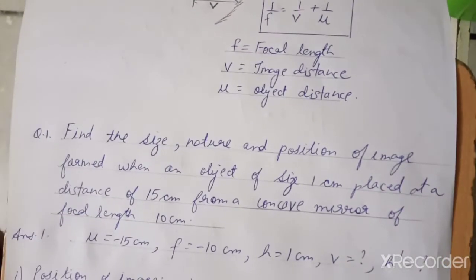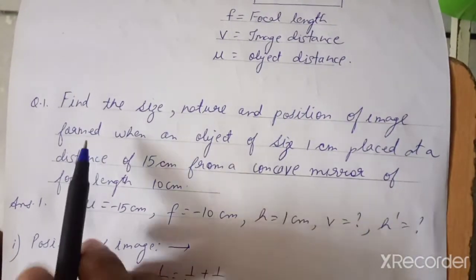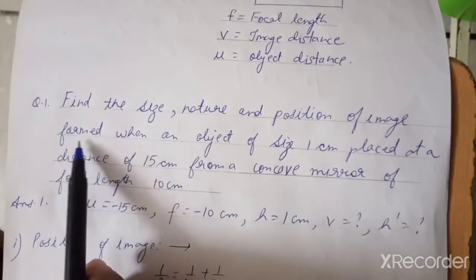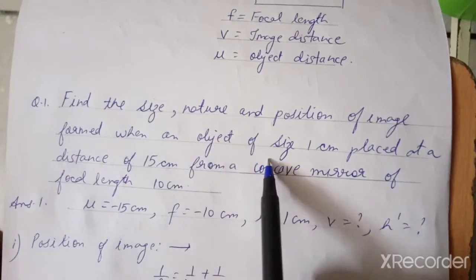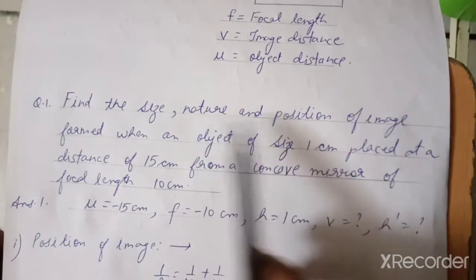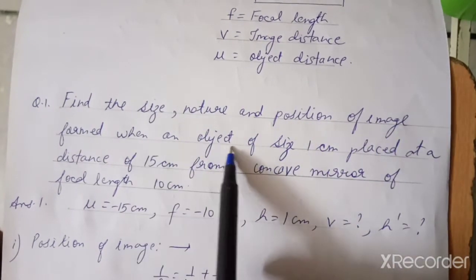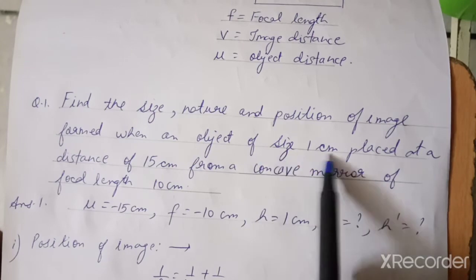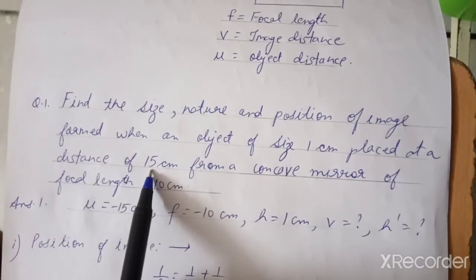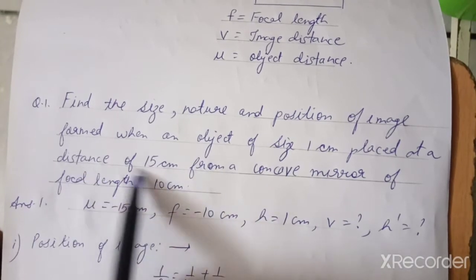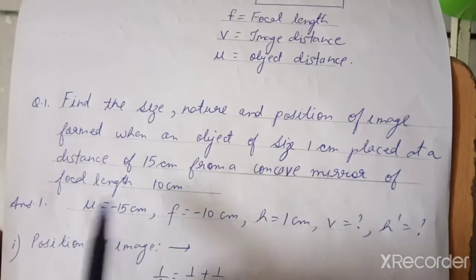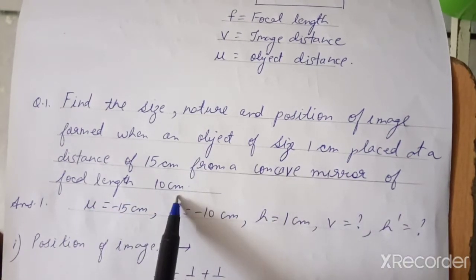Question number 1: find the size, nature and position of the image formed when an object of size 1 centimeter, this is the height of the object, is placed at a distance of 15 centimeter from a concave mirror of focal length 10 centimeter.